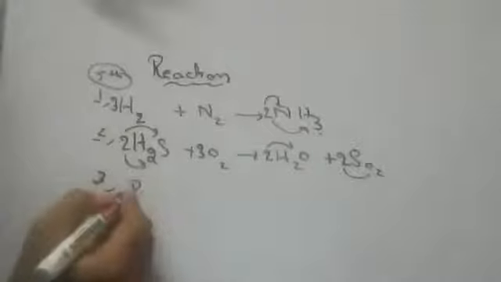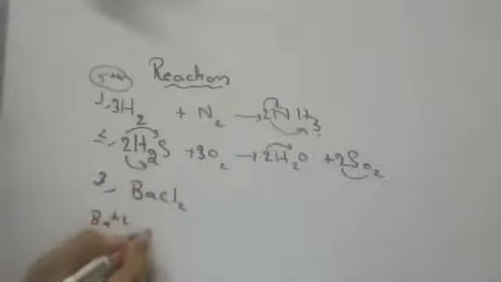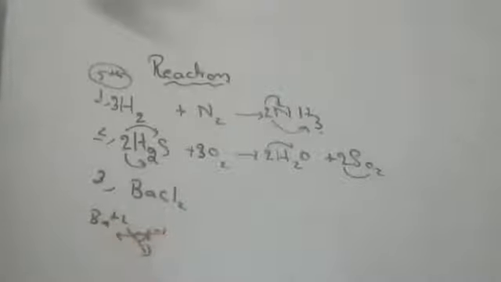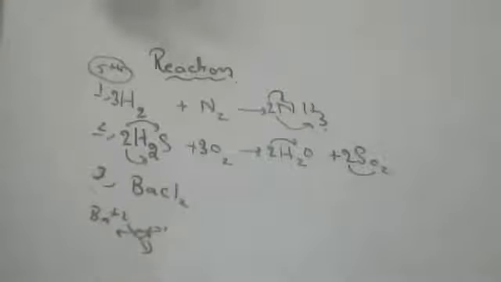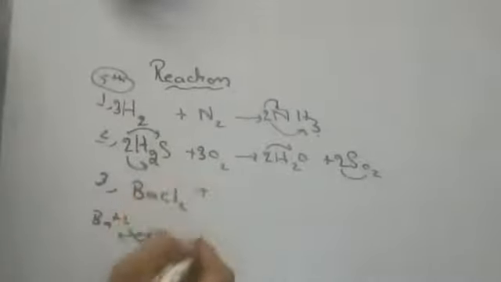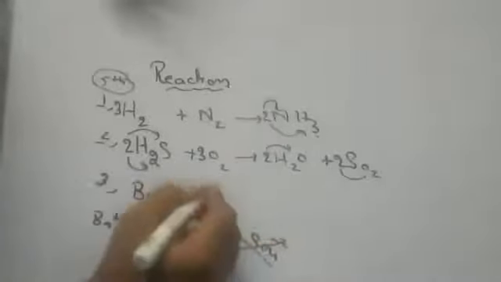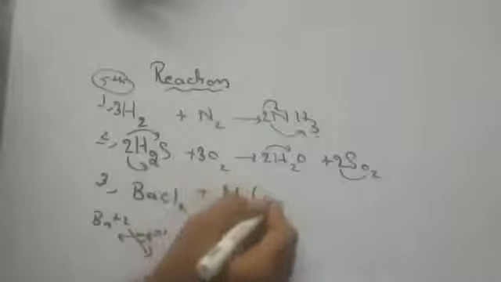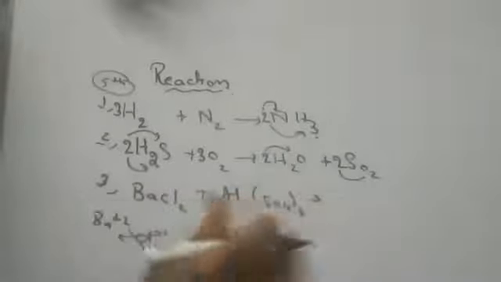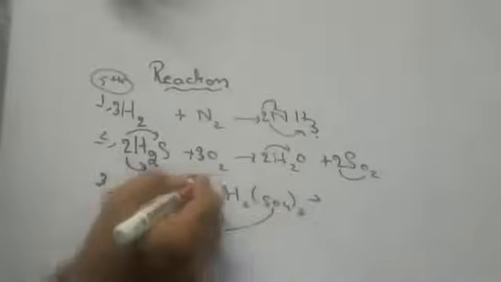Barium chloride, BaCl2. Barium chloride, children, Ba is plus 2, Cl is minus 1. You understood why I taught you cations and anions in the last classes? Because you should know barium chloride, so that you do not get confused. It reacts with aluminium sulfate. Aluminium, Al is plus 3, SO4 is minus 2. 2 comes here, 3 goes there. So Al2(SO4)3, SO4 taken thrice. What type of reaction will take place, children? Double displacement. This will come here, this will go here.